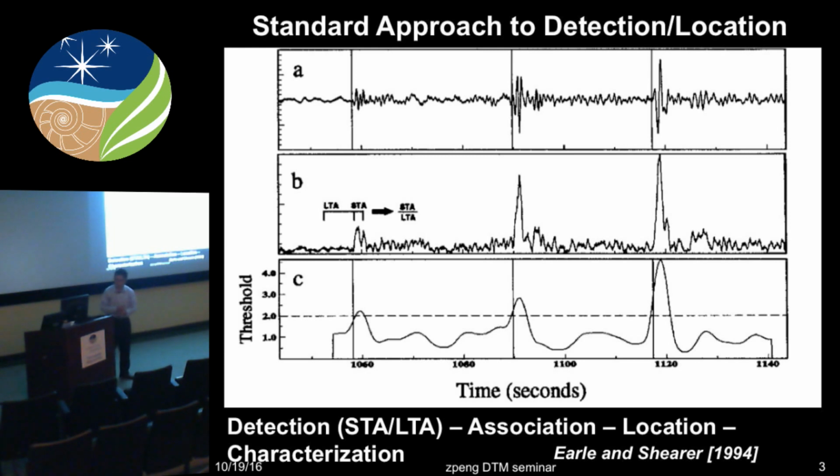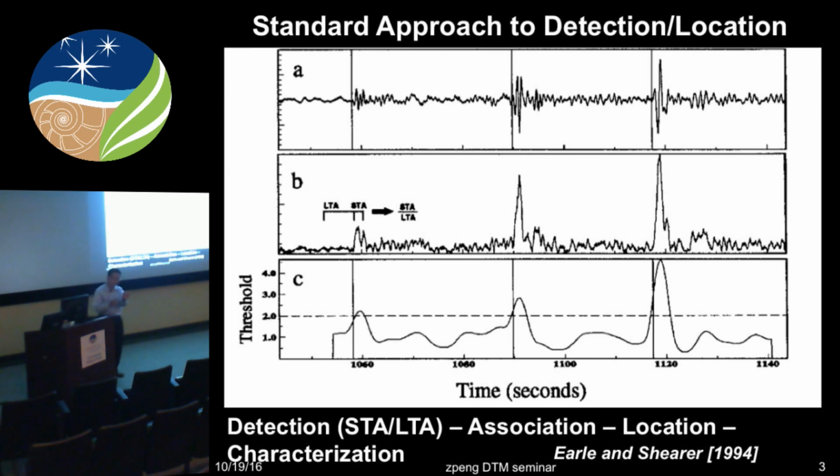Any site goes into that type of effort. It takes a lot of time and effort, but after some time you get used to that. Okay, you pick phases by hand, or you use some sort of automatic way of doing this. Here's just one example. You develop some sort of characteristic function. In this case, it's the so-called STA/LTA, which stands for short-term average over long-term average.